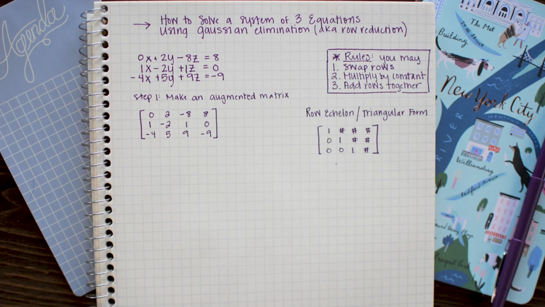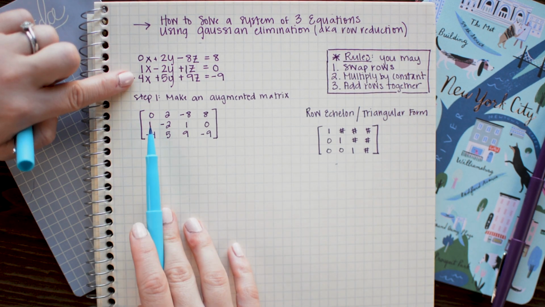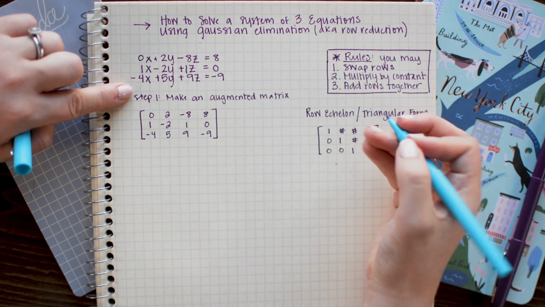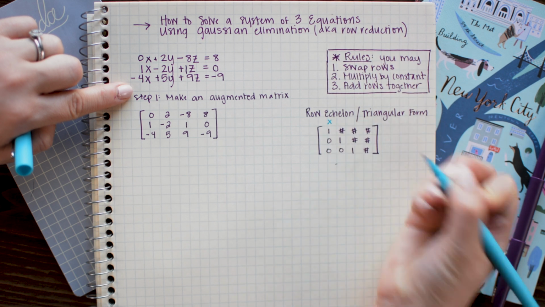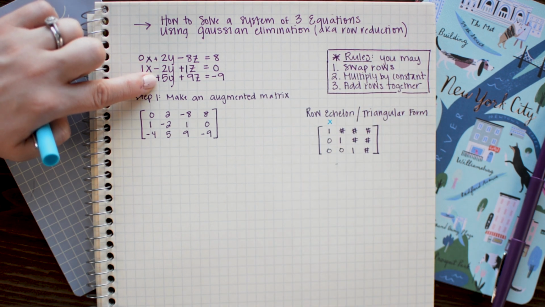So you'll notice that if we look back at how we set up our matrix, everything in this first column is the coefficients on the x variable. So to remind us of that over here, I'm just going to write an x above this column. Everything in the second column is attached to the y variable.